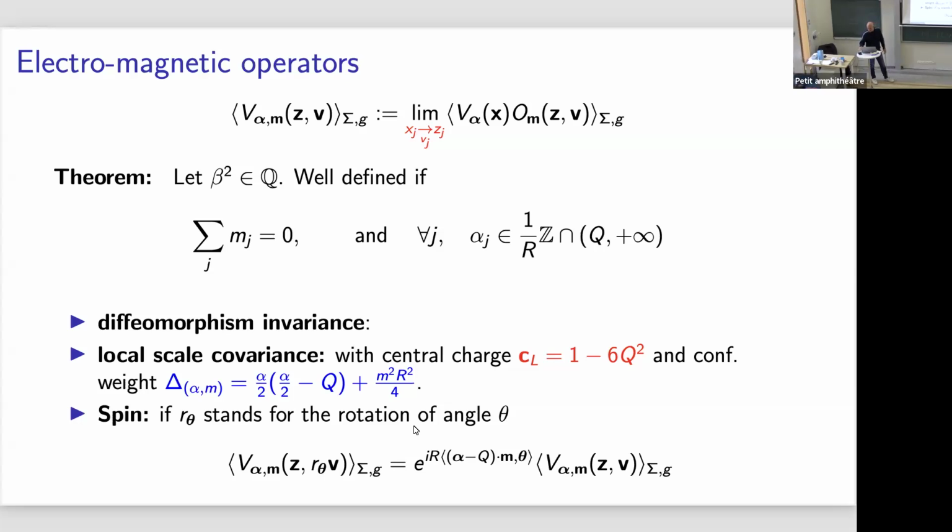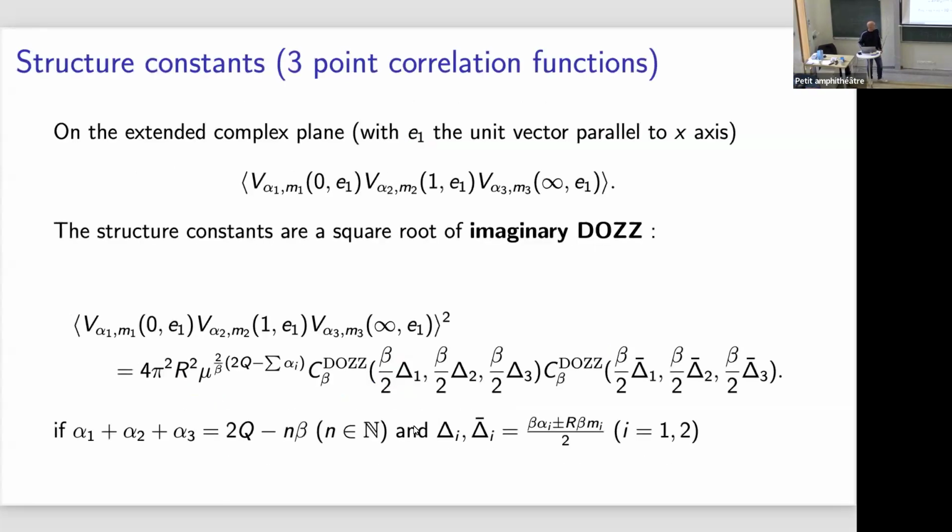The point is that they have the usual deformation invariance, local scale covariance. The weights are given by some expression. The central charge I told you about. There is a spin, meaning that if you rotate the vectors, you get a phase in the correlation functions. It's a bit quick as a story, but there are well-defined correlation functions for the model.